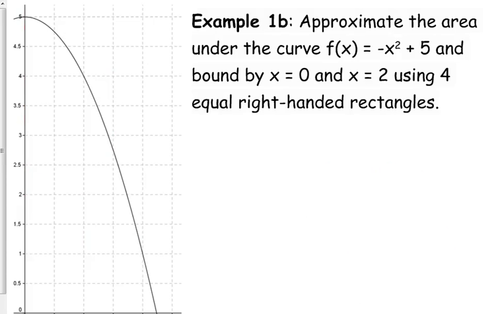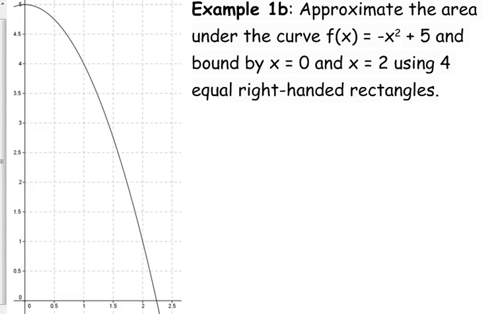Okay, let's do the exact same curve, but we're going to use right-handed rectangles. Let me show you how the right-handed ones work. So that means we're going to start on the right side of our interval. So we're going to start at 2, and we're going to go straight across to the left. That's our first rectangle. Okay, so at 1.5, we're going to go up to the curve, find its y value, and go to the left.